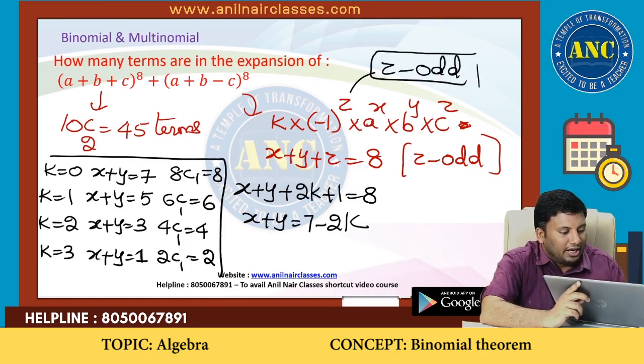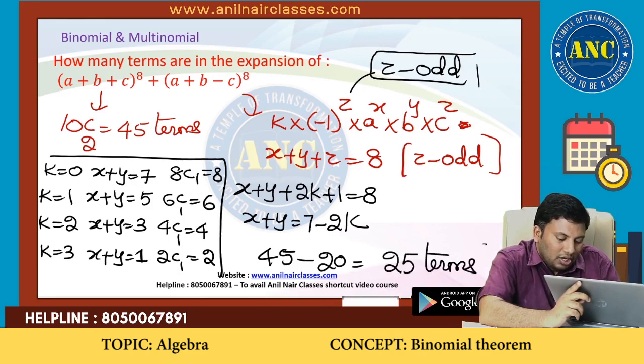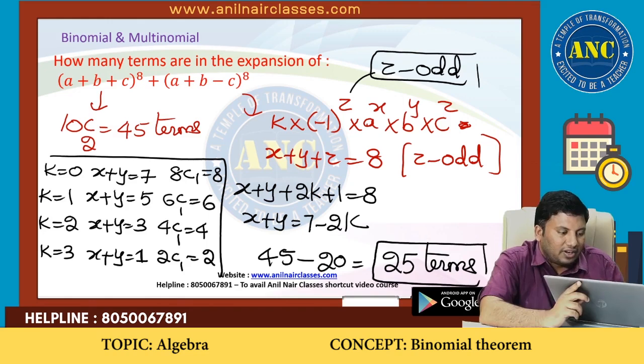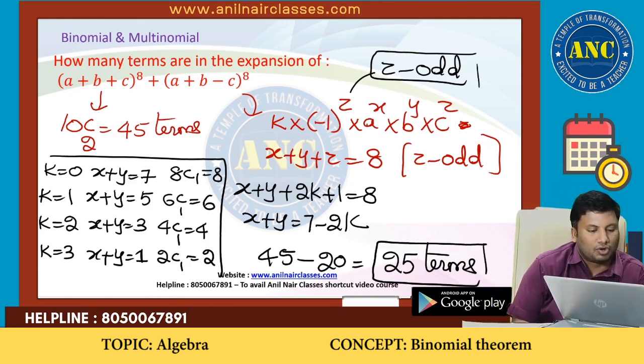I hope the idea is clear. Out of 45 terms, wherever minus C, that will get cancelled. 8, 6, 4, 2 adds to 20. 45 minus 20. Remaining how many terms are there? 25 terms are there for this question. Please see this question. Ask me in case you have any doubts.